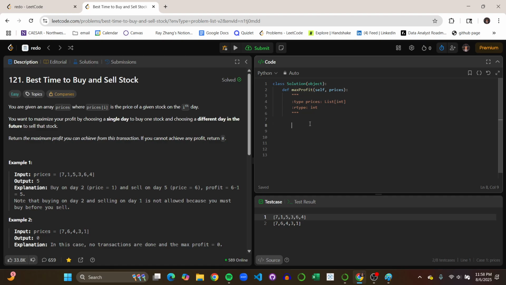So now let's code the solution. Buy equals 0, sell will be 1, and we'll have max profit 0. This way, if you can't achieve any profit and we return max profit at the end, we'll return 0, which will be good. So then, while sell is less than the length of prices, we'll say the current profit equals the selling price minus the buying price.